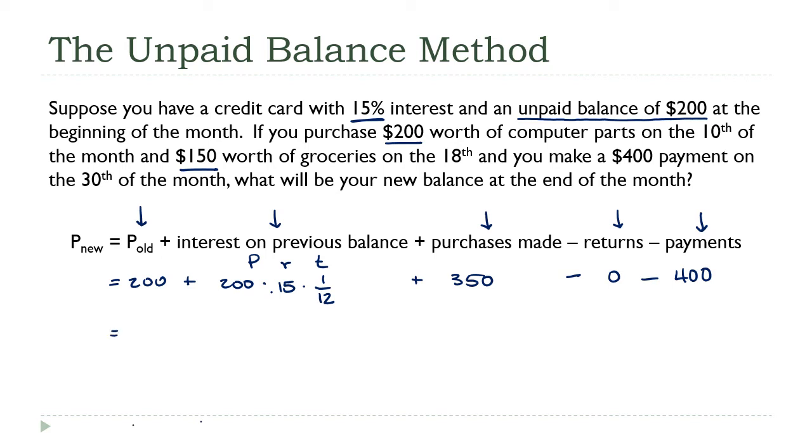And now this comes down to just going to your calculator and adding up all of these numbers on this line here. If you do that, we end up with $152.50 as our future balance, right? That's how much you're going to owe. That's the balance of your account at the end of the month, taking into account all of the purchases you made, all of the payments that you made, and the money that you owed in interest.